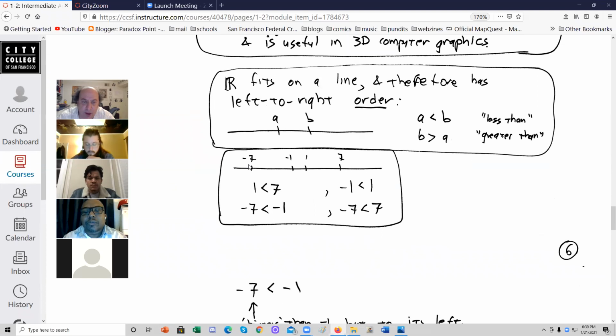So for example, -7, -1, 1, and 7. 1 is less than 7, that makes sense. -1 is less than 1, that makes sense. -7 is less than -1. It's a bigger number, but it's to the left of it. One way to think about it is, which would you rather be, $7 in debt or $1 in debt? $1. So therefore, -1 is bigger than -7, and -7 is less than -1. And of course, -7 is less than 7 because you'd rather have 7 in credit than 7 in debt.